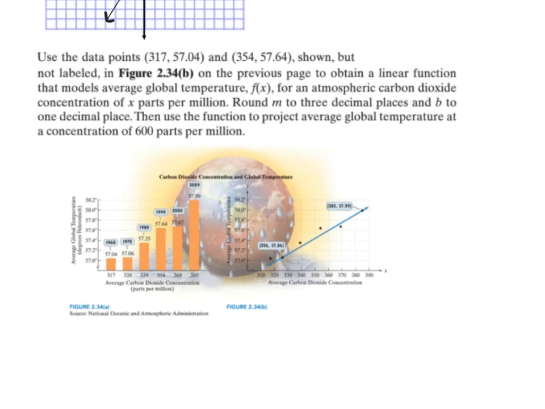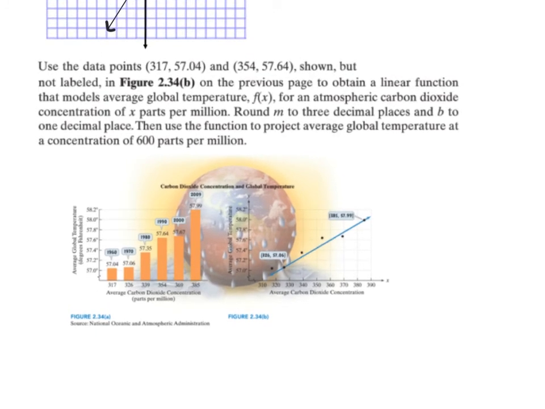It says use the data points here shown but not labeled in this figure. So we want to obtain a linear function that models average global temperature f of x for an atmospheric carbon dioxide concentration of x parts per million. Round m to 3 decimal places and b to 1 decimal place. Then use the function to project average global temperatures at a concentration of 600 parts per million.